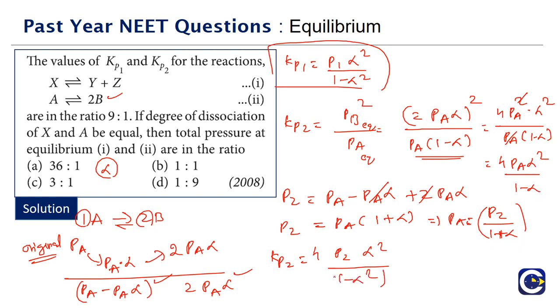So totally what is it? 1 minus alpha square. Because here also 1 plus alpha into 1 minus alpha is like what? A plus B into A minus B. So this is our Kp2. So we have Kp1 already and we have Kp2 now.